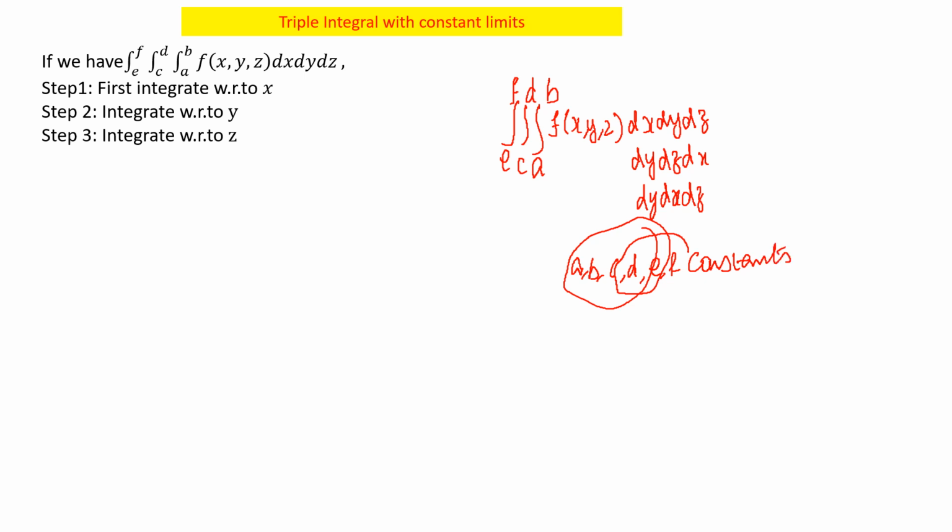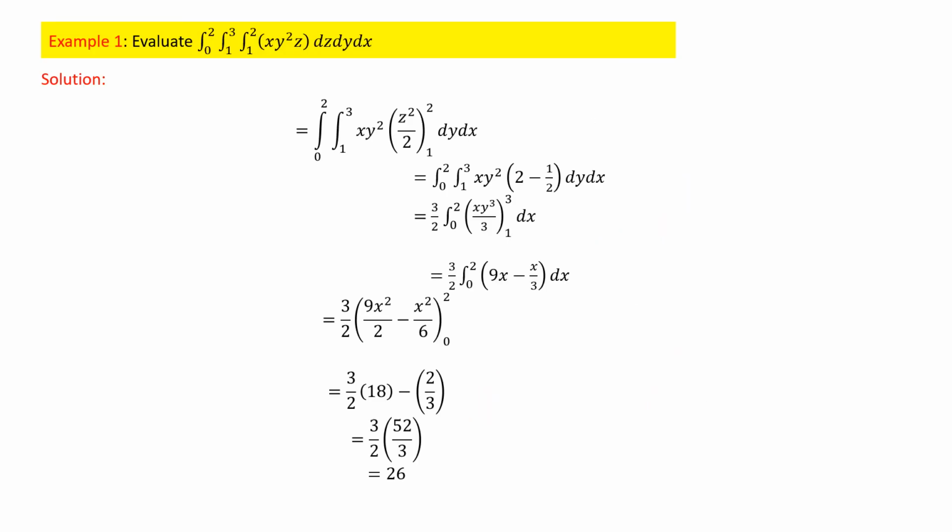So depending on the order of integration, we can perform our integration. Say for example, if I have the order dx, dy, dz, then I have to integrate the given function first with respect to x, second with respect to y, and third with respect to z. Similarly, if my order is dz, dy, and dx, then I integrate first with respect to z, second with respect to y, and third with respect to x. Let us see some examples on triple integrals.